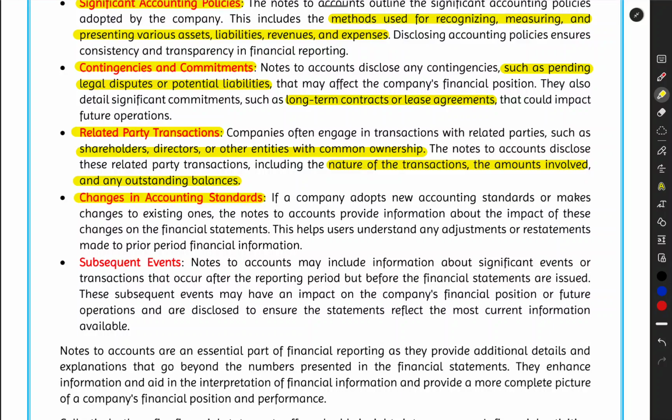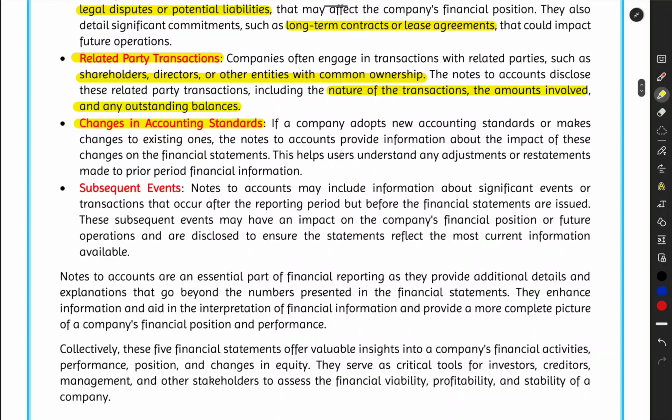Then any changes in the accounting standards. So if you are changing any accounting standards, sir, for example, earlier we were preparing the financial statements under Indian accounting standards, IND-AS. Now we are preparing the financial statements as per IFRS or as per US GAAP. Usually these things do not happen, but assume, very rarely these things happen. So whenever you are changing the accounting standards based on which these financial statements are prepared, that must be given in the notes to accounts.